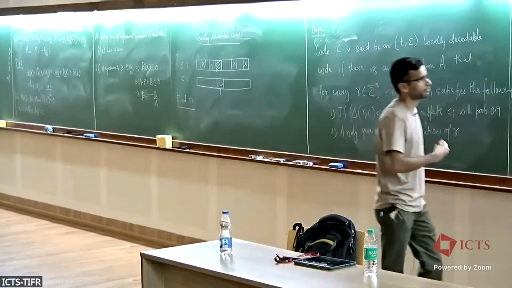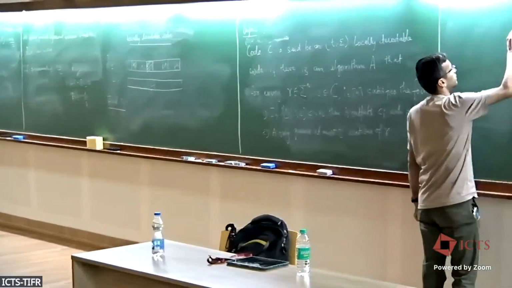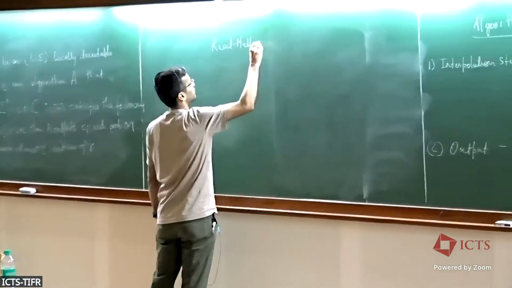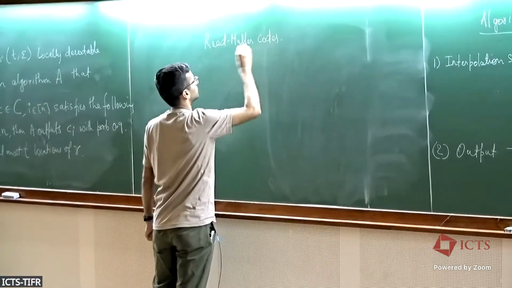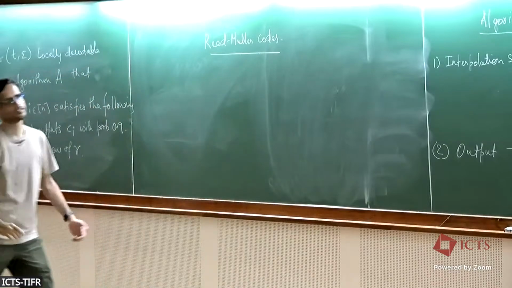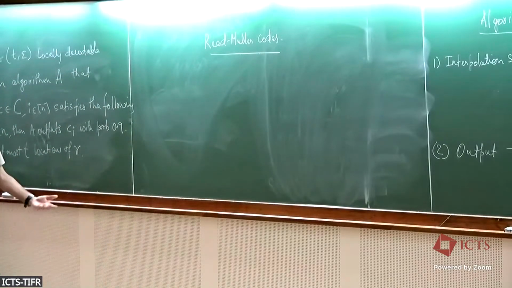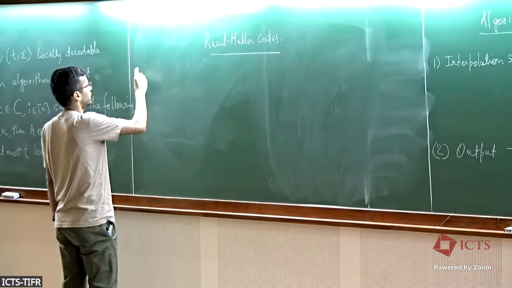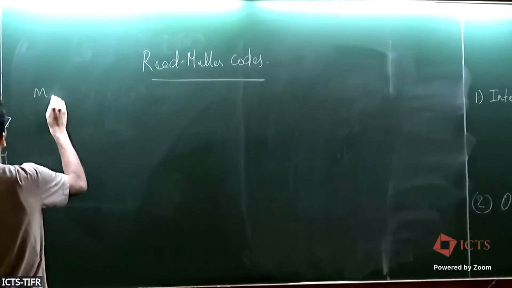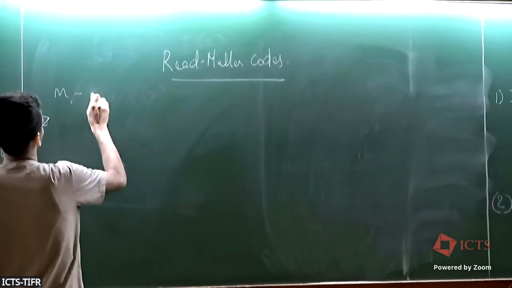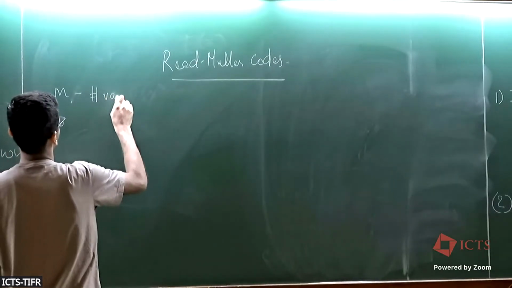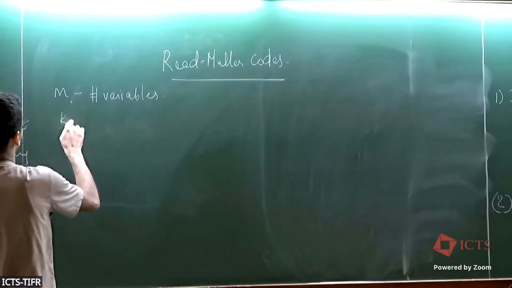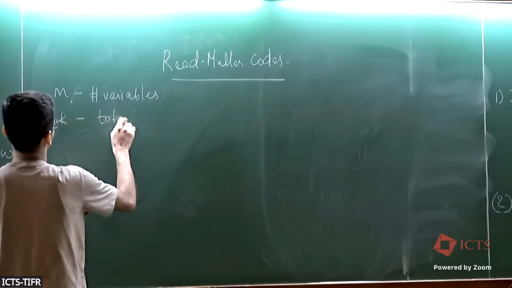So let me define a code. These are called Reed-Muller codes. And this is a very natural generalization of Reed-Solomon codes. Reed-Muller codes come with a bunch of parameters. There are two parameters here of interest, M, which I'll call the number of variables, you'll see what this means, and K, which is the total degree.